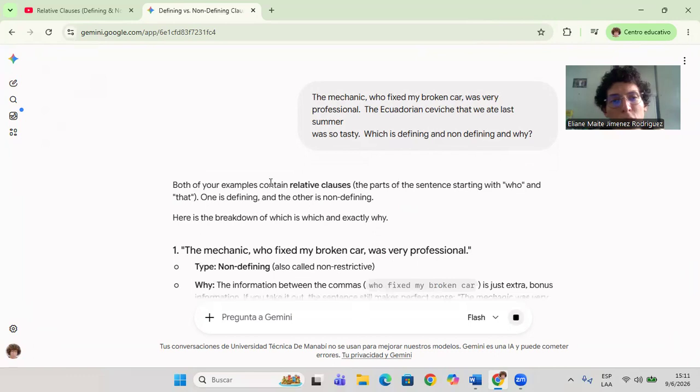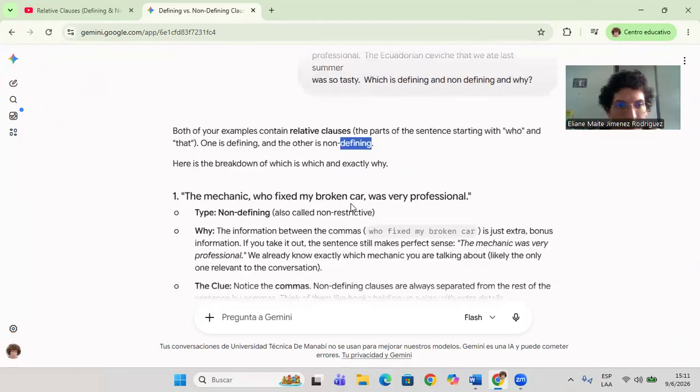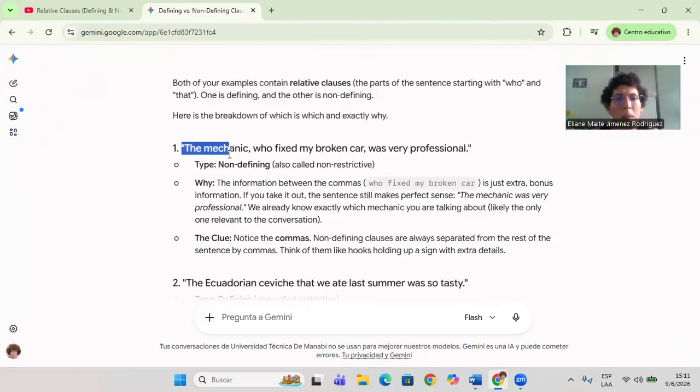Both of your examples contain relative clauses, the parts of the sentences starting with who and that. One is defining and the other is non-defining. The mechanic who fixed my broken car was very professional. Type: non-defining, also called non-restrictive.